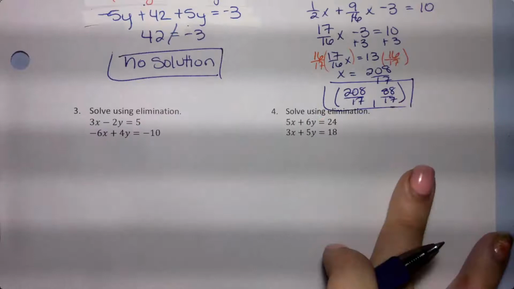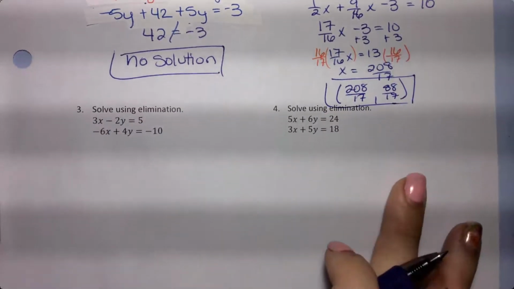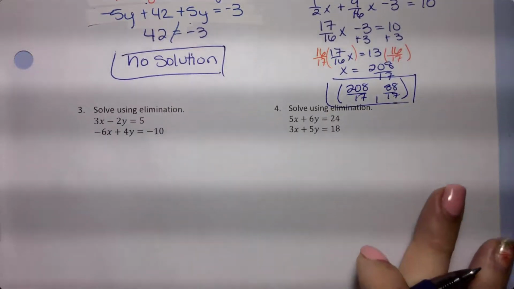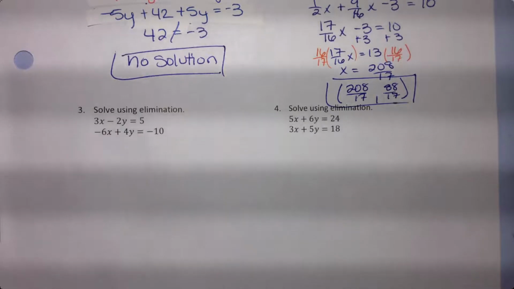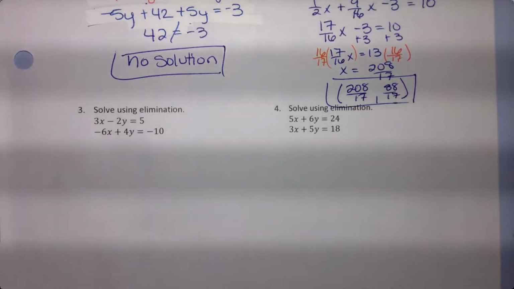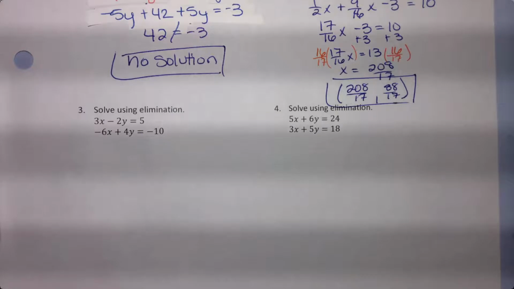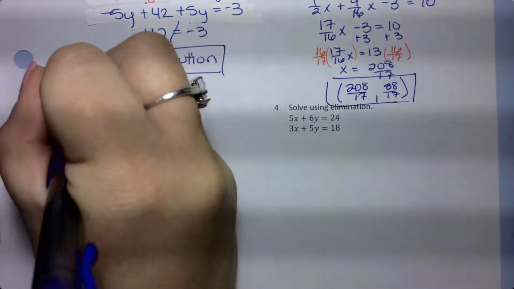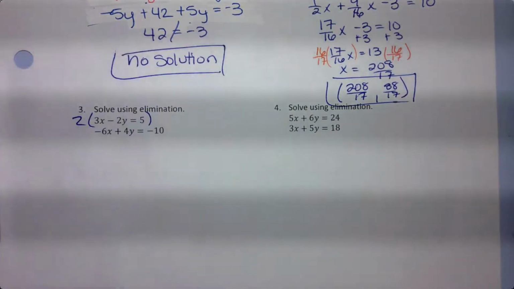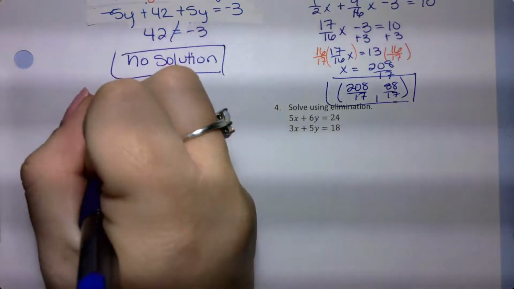Numbers 3 and 4 want me to solve using elimination. This is where I cancel out a variable to solve. On number 3, I am going to cancel out my x variables. So this one needs to be multiplied by 2 so they have the same coefficient. I'm going to multiply each of my terms by 2.